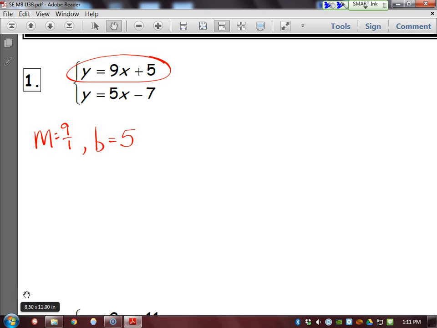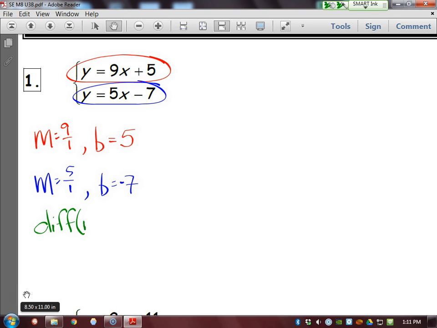Okay, and what do we know about the blue equation? M equals 5/1. And B equals -7. Okay, so now, looking at those, what can you tell me about those two lines? They have different M. Okay, so we have different M, and what does M stand for? Slope.